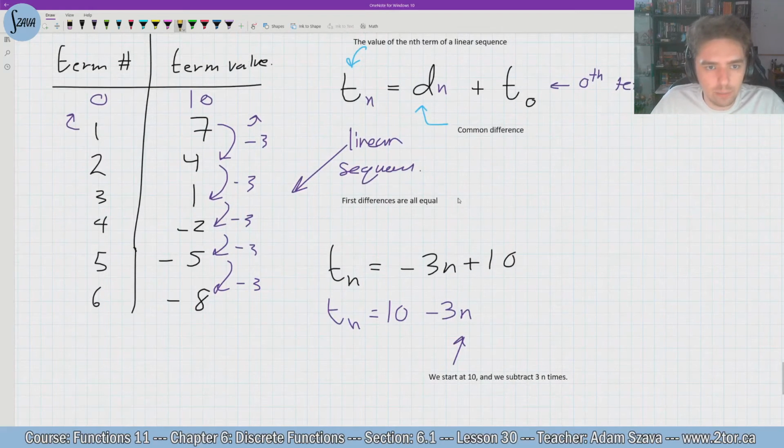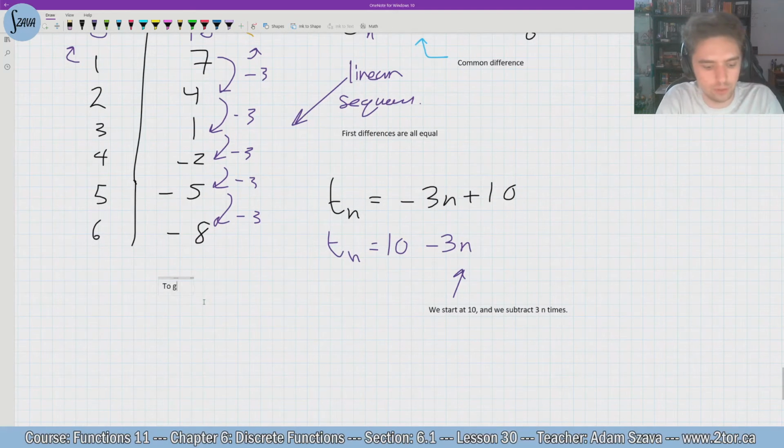We start at some point, the 0th term. The first term, we subtract 3 once. That's how we get to the first term. The second term, we subtract 3 twice: subtract 3, subtract 3. The third term, we subtract 3 three times. So that's literally what we're saying here. To get to the nth term, start at your initial value, and then subtract 3 n times.